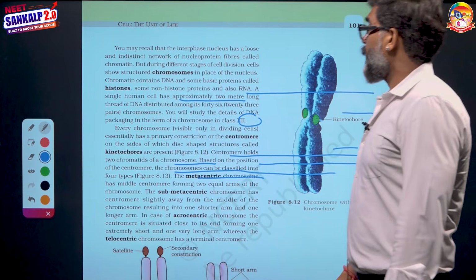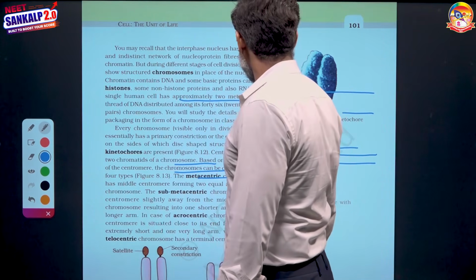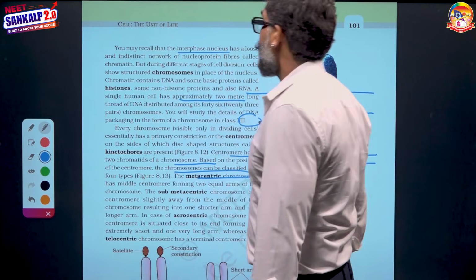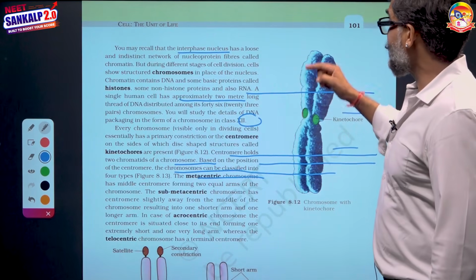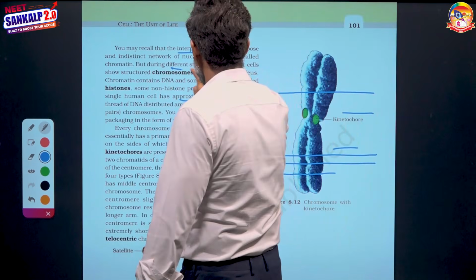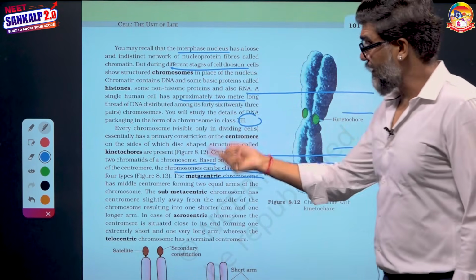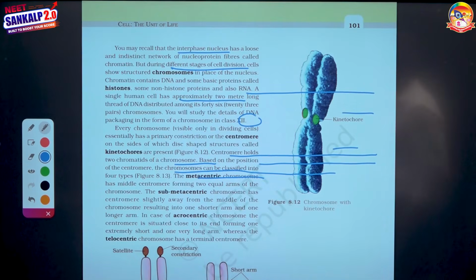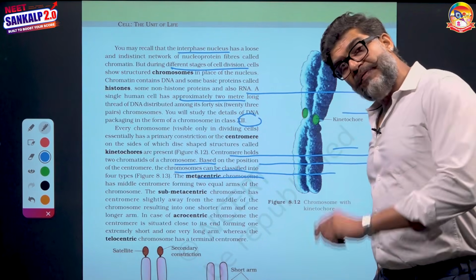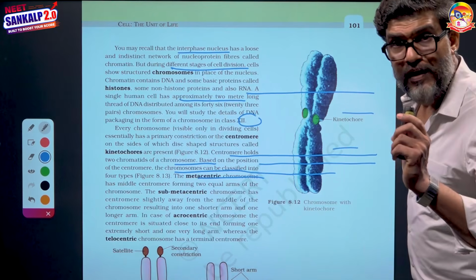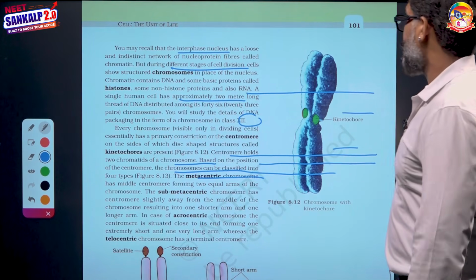You may recall now about the chromosomes. In the interphase nucleus, there is chromatin, but when the cell takes part in division, during the different stages of cell division, chromatin gets condensed and converts into chromosomes. So chromosomes can be studied during the division phase, and the nucleus can be studied during the interphase, that is, the resting phase.